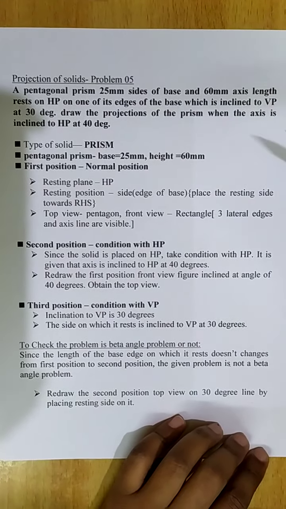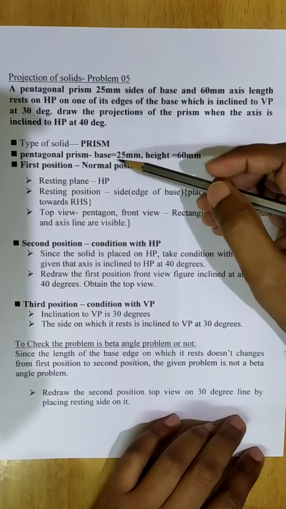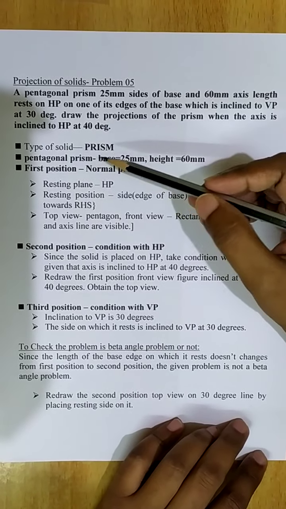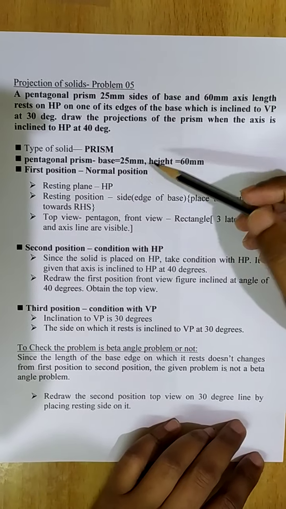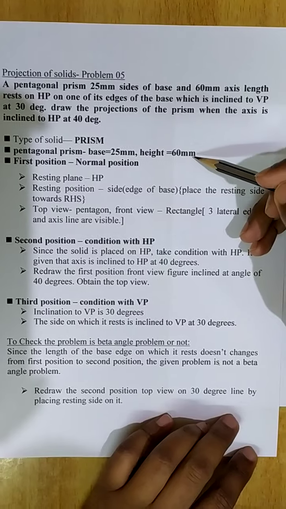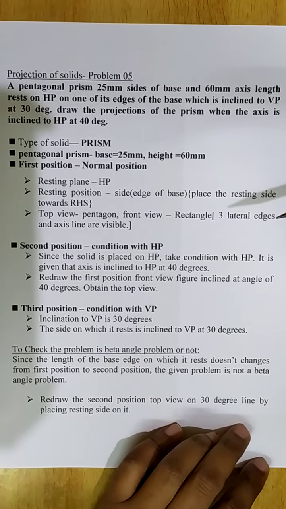Okay, so here the type of the solid is the prism. What kind of prism is it? In this case it is a pentagonal prism. Pentagon means it will have 5 sides. What are the dimensions of the pentagonal prism that they have given? They have given the base of the pentagon as 25 mm and the height as 60 mm. First and foremost, we have to consider the normal position.